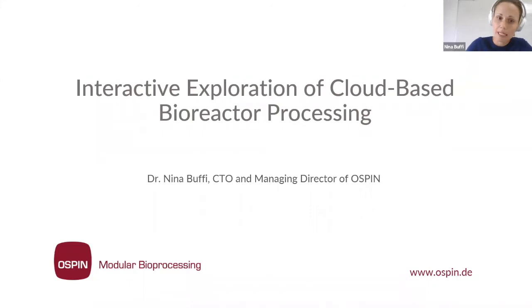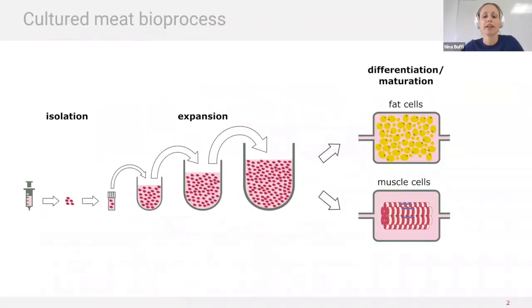So in cultured meat, we are trying to establish a bioprocess, and from a high-level point of view it can be described like this. First, you need to isolate your cells, then you need to expand your cells, and then you need to differentiate and mature them, usually into fat cells or muscle cells. Obviously, we want to automate such a bioprocess for many reasons, because we want to reduce costs and increase reproducibility. And for that, we need bioreactors.